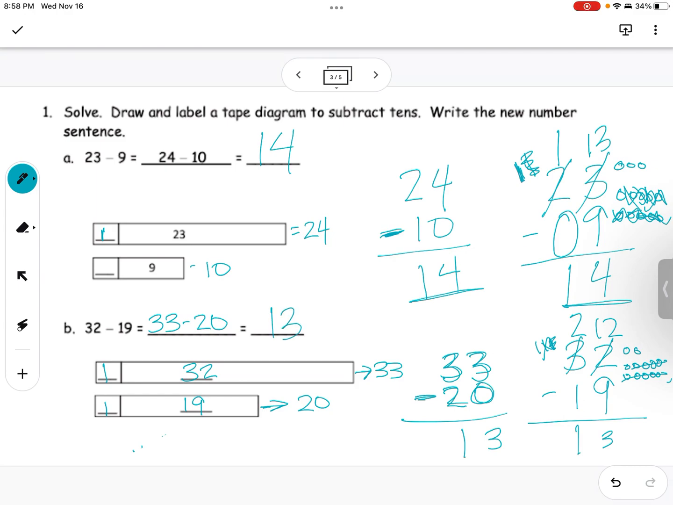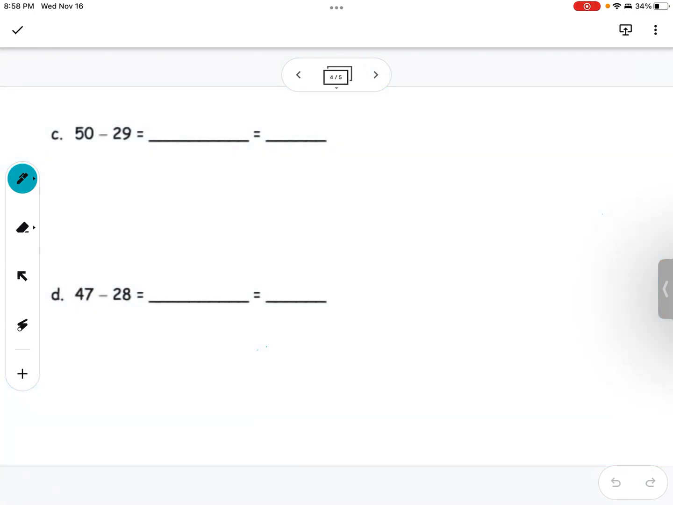Good job, guys. All right, let's look at the bottom of this page. We're almost done. Now here you can start to see we're kind of letting go of trying to make this on our own. So we are not given the tape diagram to fill out. We have to create it on our own.